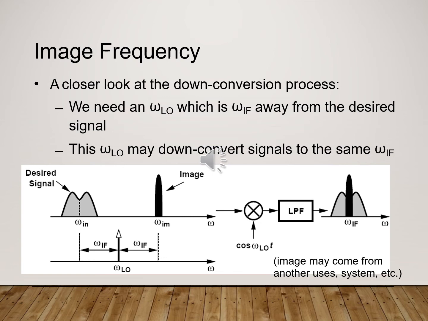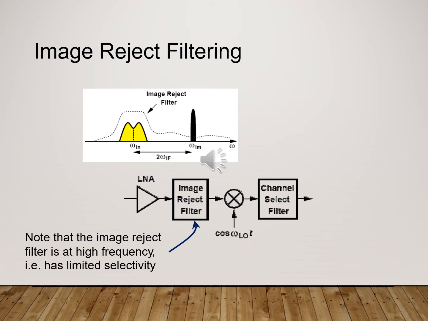When we shift these together and make a spectrum, they might overlap between the image and the desired signal, so it will be very hard to distinguish between them. So we need to fix this image frequency or clear it out before inserting to our mixer. To clear out the image frequency components, one can propose a filter before the mixer, which we call the image rejection filter. Note that the image rejection filter is at high frequency, so it has limited selectivity.